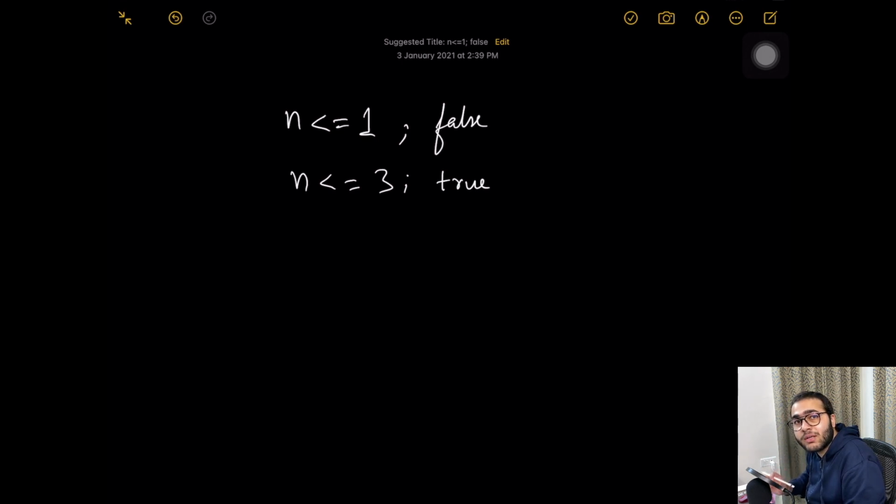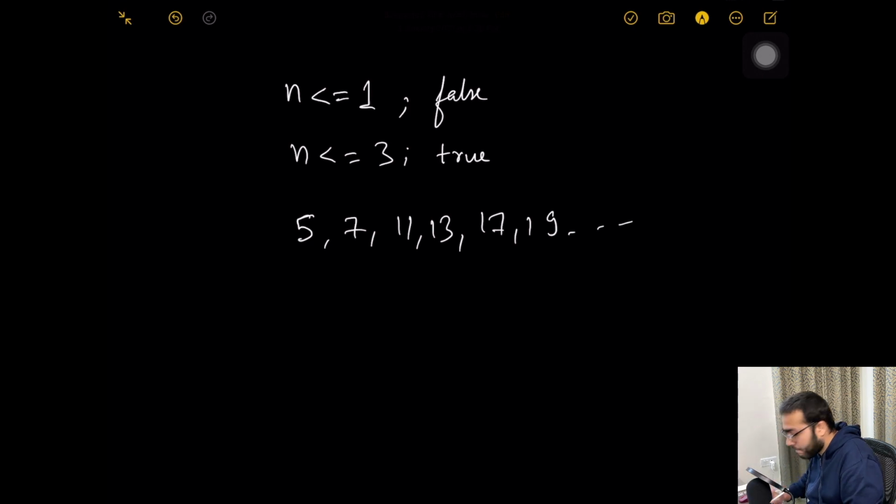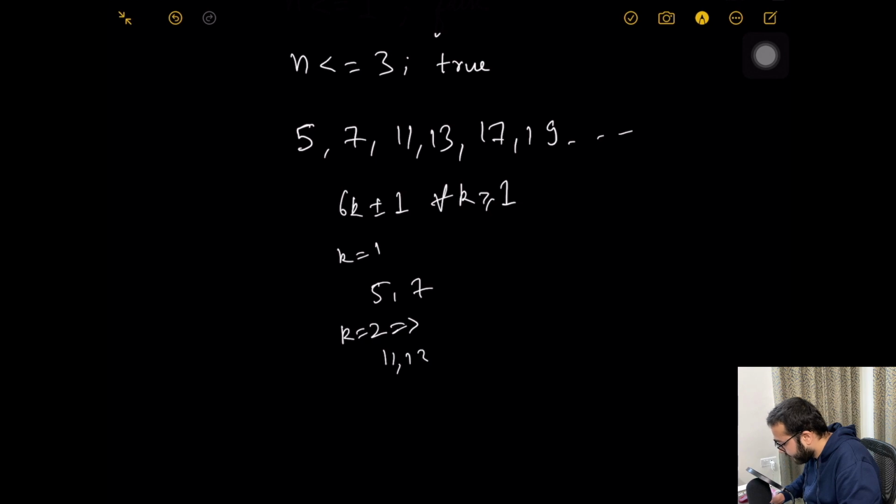And for numbers starting from 5, check something nice. We have 5, 7, 11, 13, 17, 19, and so on. A good thing about these numbers is all of them are of the form 6k plus minus 1, for all values of k greater than or equal to 1. Let's see. If k is equal to 1, then we get 5 and 7. If k is equal to 2, then we get 11 and 13, and so on.